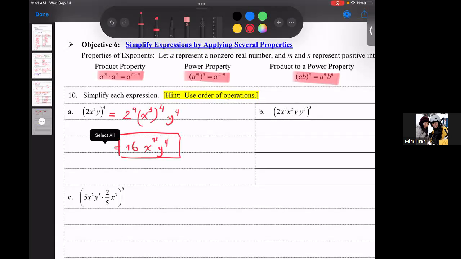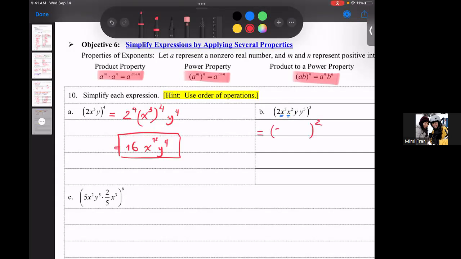Now for B, there are two ways of doing B. Some students just distribute the 3 into each of the factors, which is fine, not wrong. But I like to simplify inside the parentheses first, and then distribute my power last. So what I meant is that I see like bases here. I see this one and this one. Are they like bases, right? So what do I do when I have like bases?